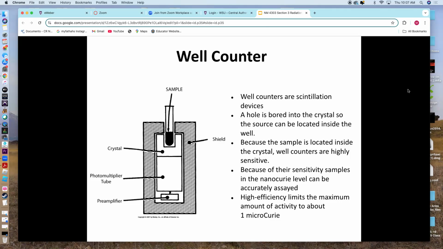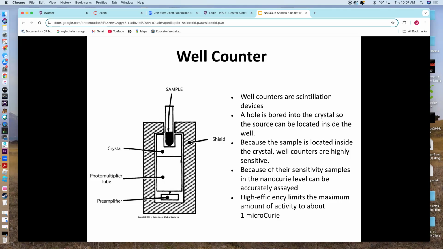So we need something that's really, really sensitive. And that's what a well counter does. What they've done with a well counter is it is exactly like your camera. It's a crystal with a photomultiplier tube and a preamp. So it works the same way. But what you'll notice here is they actually bore a hole down into the crystal, okay?